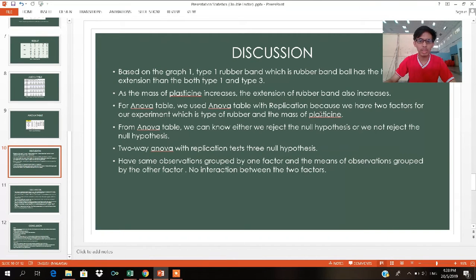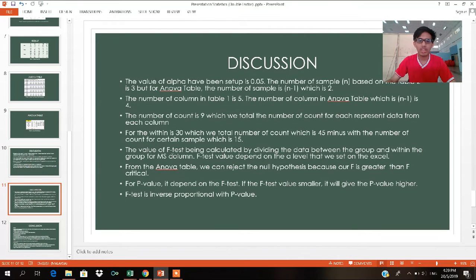From the Anova table, we can know whether we reject the null hypothesis or do not reject the null hypothesis. Two-way Anova with replication tests 3 null hypotheses: the observations grouped by one factor have equal means, the observations grouped by the other factor have equal means, and there is no interaction between the two. The value of alpha that we set is 0.05, and the number of samples based on table 2 is 3, but for the Anova table it is 2.